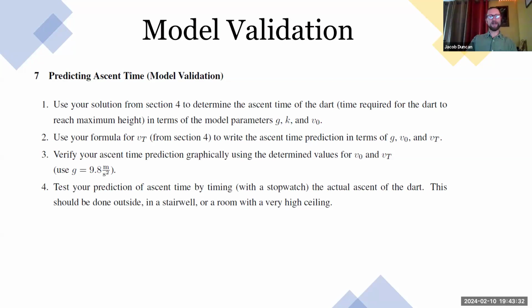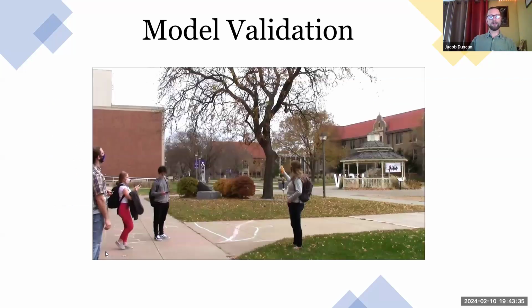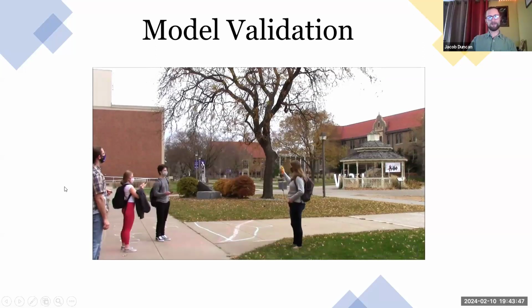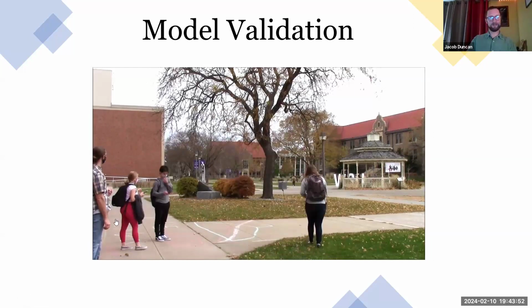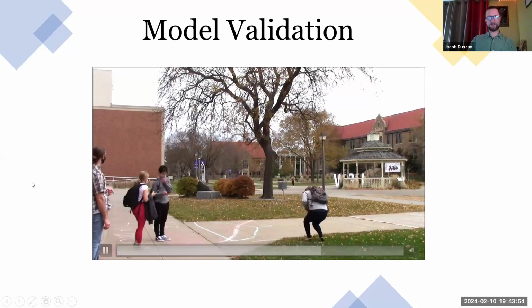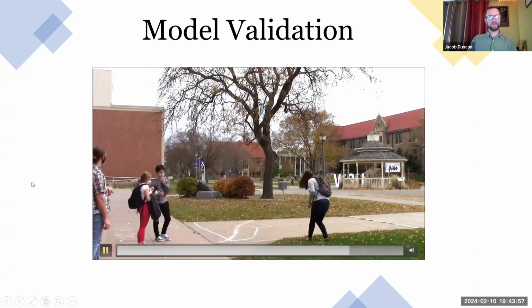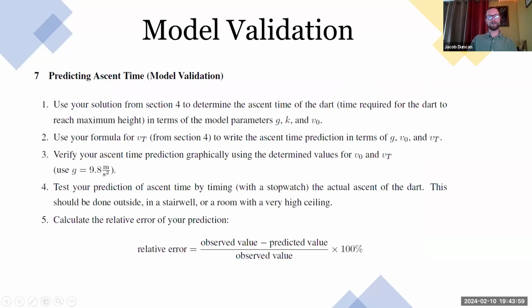So students will go outside, fire the dart directly upwards, and they're timing how long it takes just to get to the top of its flight path or trajectory. They do it a bunch of times and kind of get an average, just to average out the errors. And then they're calculating relative error. So they're comparing their prediction to what they observed through the experiment and getting a relative error.